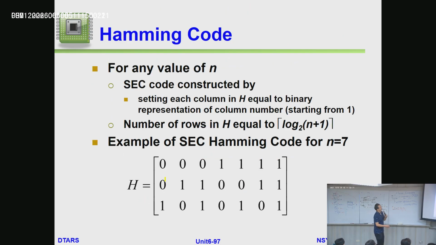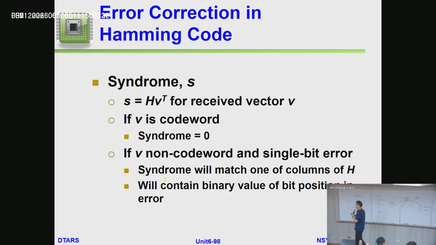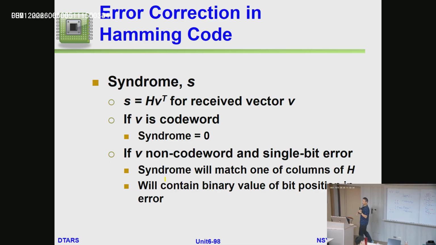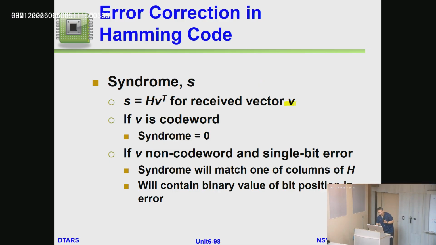Okay, now for this Hamming code, we have the parity check matrix like this one. Then we will do one job to check if there are any errors. Let's assume this V. V is your information stored in the memory. So you will see that V will be multiplied by the H matrix. H matrix is the parity check matrix.